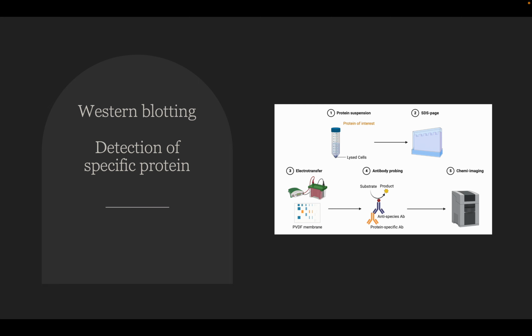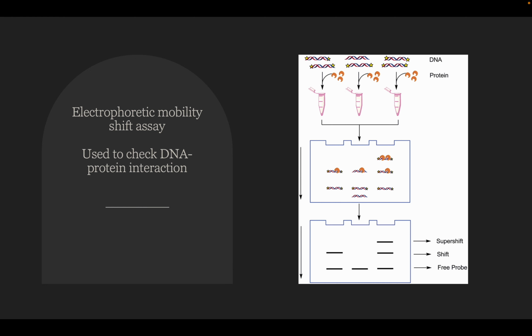Now we have talked about protein detection, DNA detection, and RNA detection. But what about proteins that interact with DNA? How do you identify protein and DNA interaction? There is another technique which is used to identify DNA and protein interaction, which is called electrophoretic mobility shift assay.